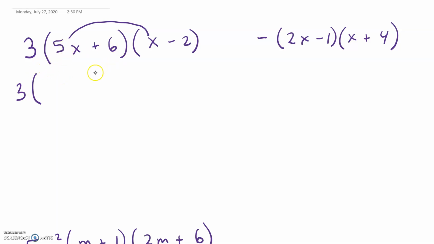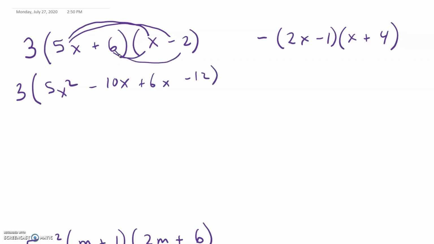So 5x times x is 5x squared. And then 5x times negative 2 is negative 10x. And then 6 times x is 6x. And then 6 times negative 2 is negative 12. Okay, combine the middle two. Negative 10x plus 6x is negative 4x. So I'll have 5x squared minus 4x minus 12.